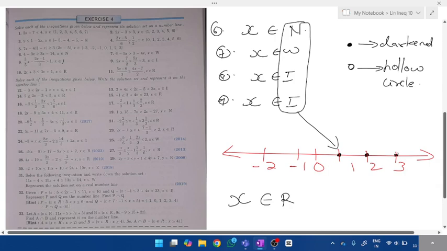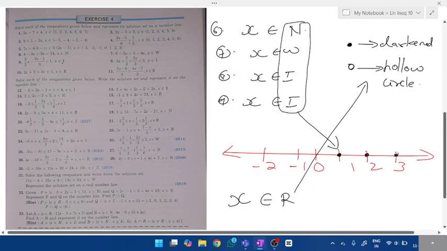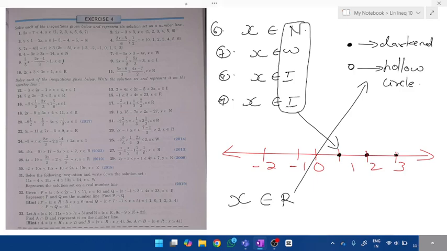For real number, we use hollow circle. We use both hollow circle and darkened circle. It depends on the question. Remember this while plotting the graph, I mean, while drawing the number line. For natural number, whole number, integer, it is different. For real number, it is different.